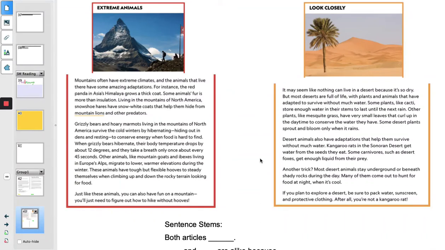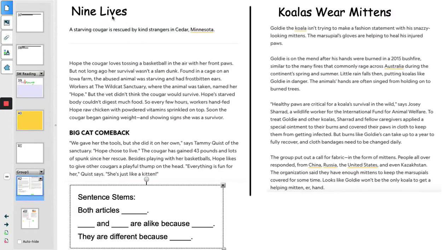Today we are going to be looking at two articles at the same time and synthesizing the information. What that means is we're going to be putting that information together, and to do that we're going to be looking at the things that are the same in the two articles and the things that are different. So you're going to be doing that work with Nine Lives and with Koalas Wear Mittens, and you have sentence stems in your packet that can help you.